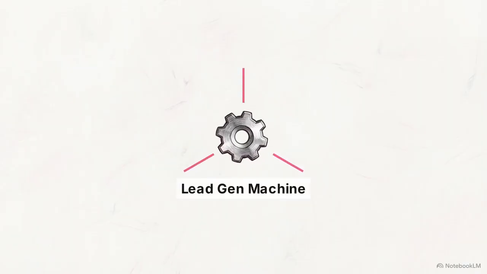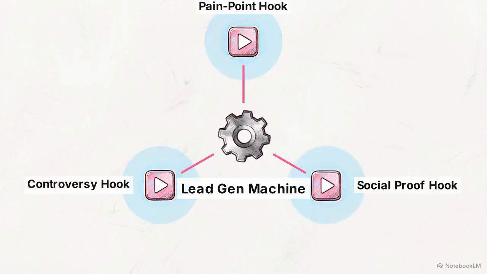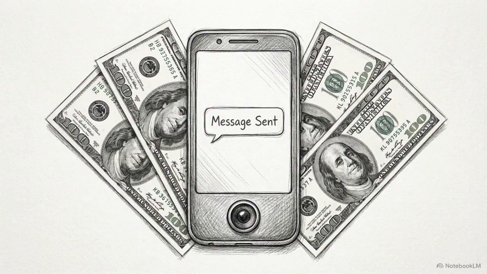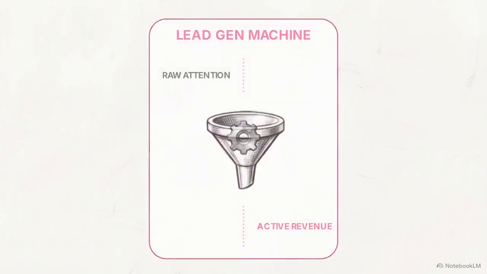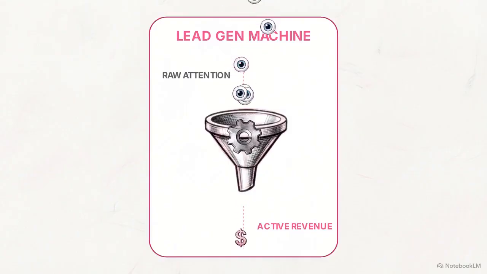Today, we are going to build a live 3-hook split test campaign from scratch. We will automate the lead follow-up, and we will do it all for under $500, using nothing but a smartphone. Attention without a clear conversion mechanism is background noise. You have to build a structurally optimized campaign to turn those eyeballs into actual revenue.